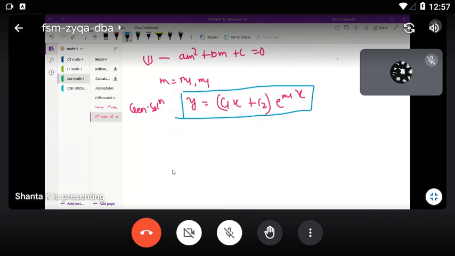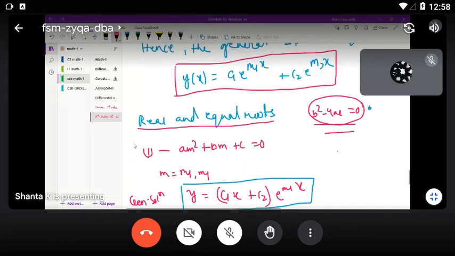Because you see, e power m1 x is one solution, since m1 is the root. You can put it in our first order linear differential equation and you can see. Let me write down. If you want this one, then I will do it next class. The second one we did, real and equal roots.